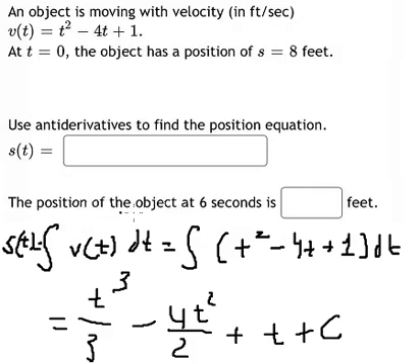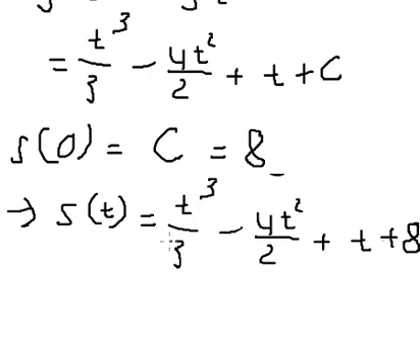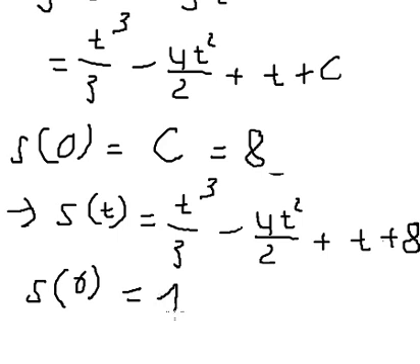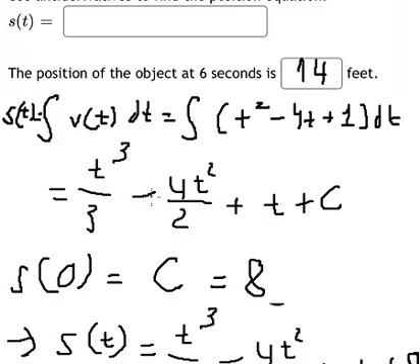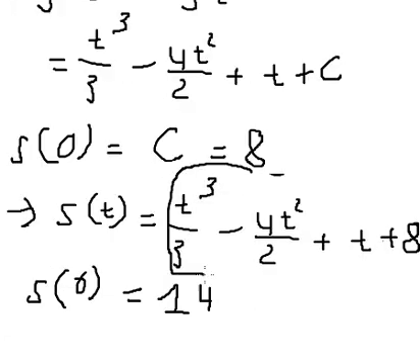Now, question number 2. The position of the object at 6 seconds. So we just put 6 in here, here, and here. We can find h of 6. You get 14. So the answer of this one should be 14 feet. And this one should be this one in here.